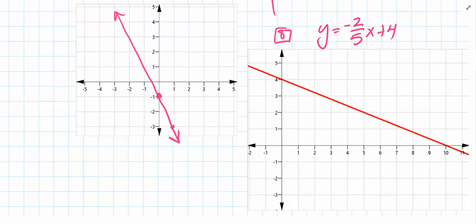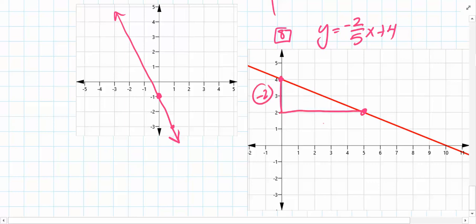Yep. And then I tried to find the next one that passes through a point. That one? So the change in y would be down 2, and the change in x would be over 5, and that's where the slope comes from. It's the ratio of change in y over change in x. It's negative because the line goes down from left to right, and then what's the plus 4 indicate? That's where we start. Absolutely.